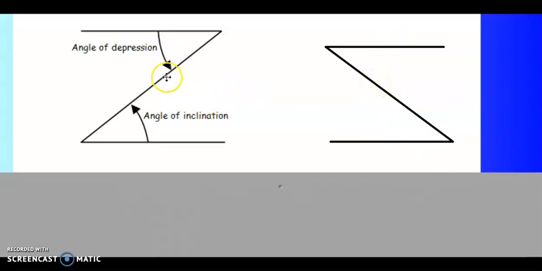The same will be said on this side. What do you immediately notice of the angle of inclination and the angle of depression? They are between parallel lines. So if I know the angle of inclination, I know the angle of depression.